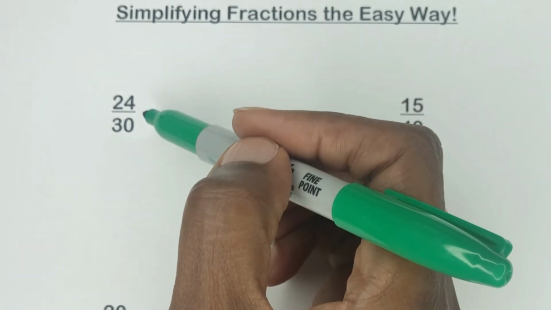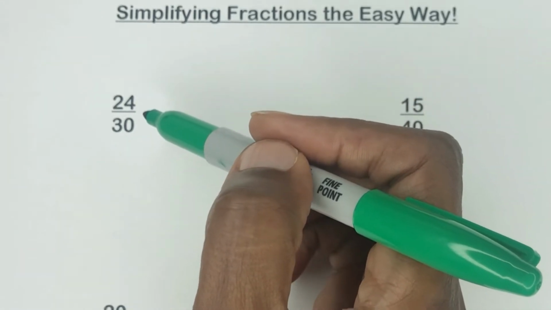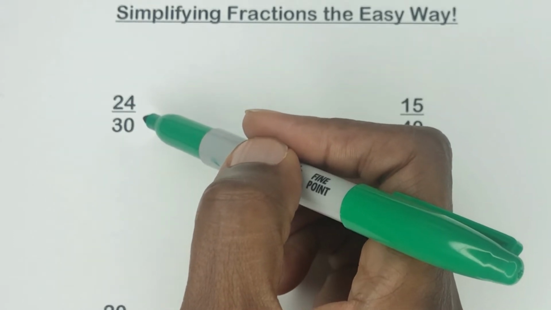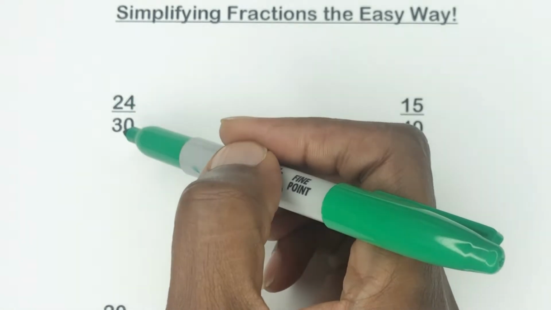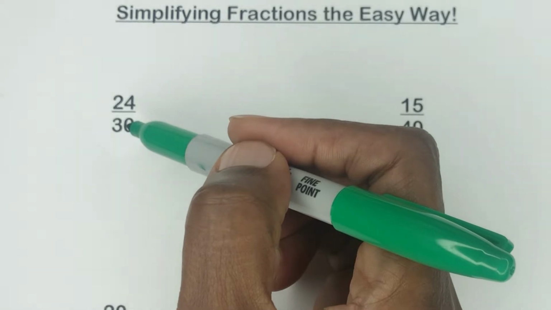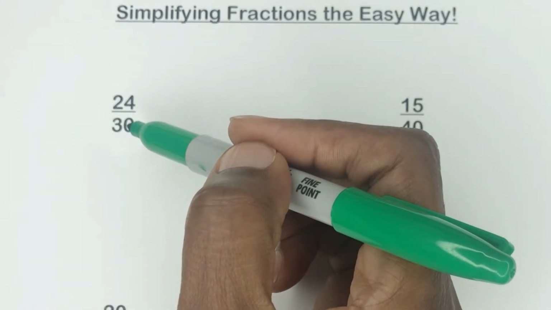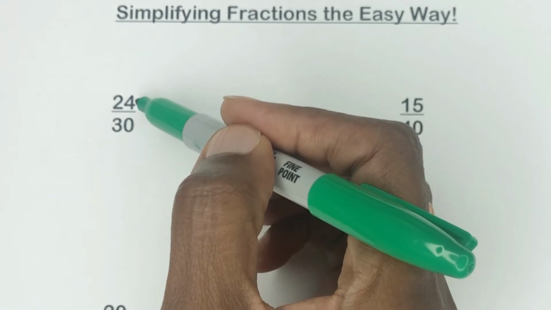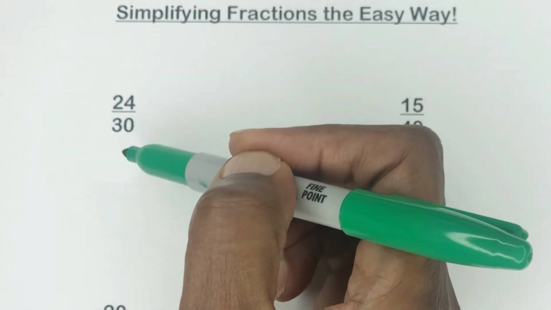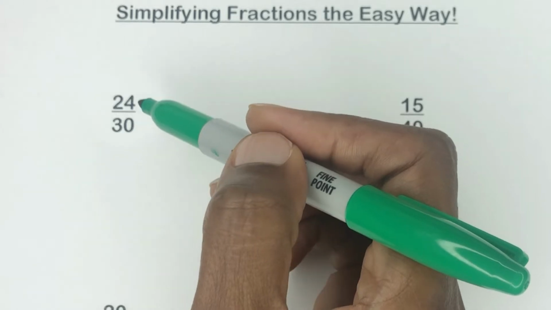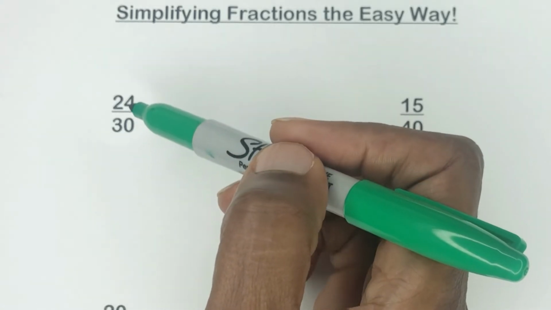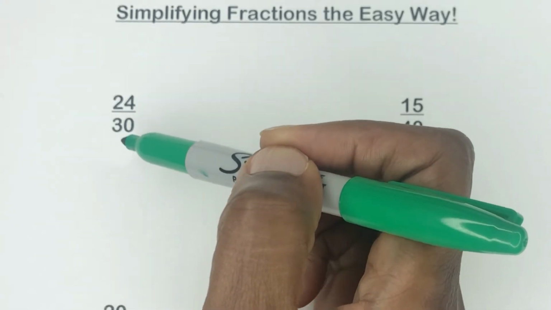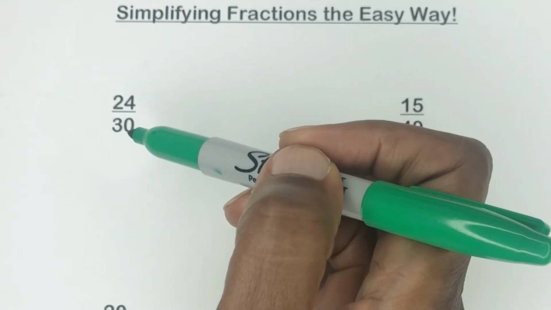Obviously we're not going to use 1 because you'll get the same fraction. 1 goes into 24 and 30 the same amount of times. So we need to think of a times table that can go into both the 24 and the 30. 2 is a good number because 24 and 30 are even. But if we do use 2, we're going to have to reduce again.